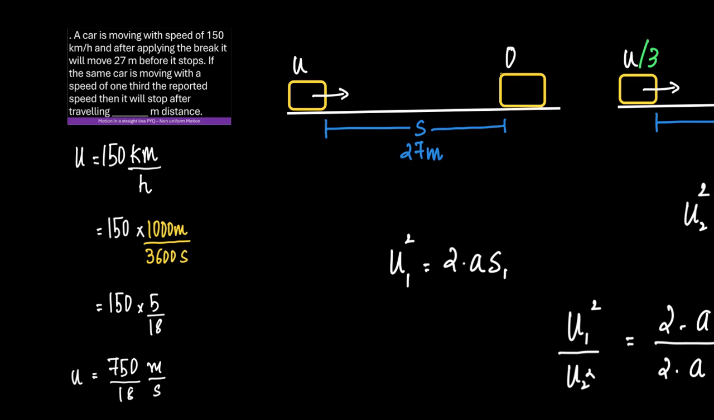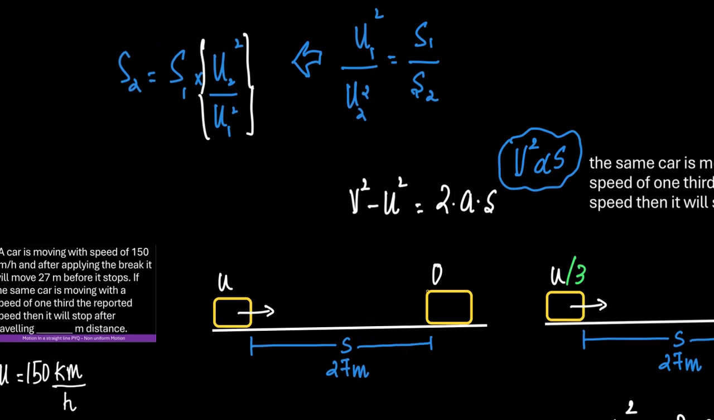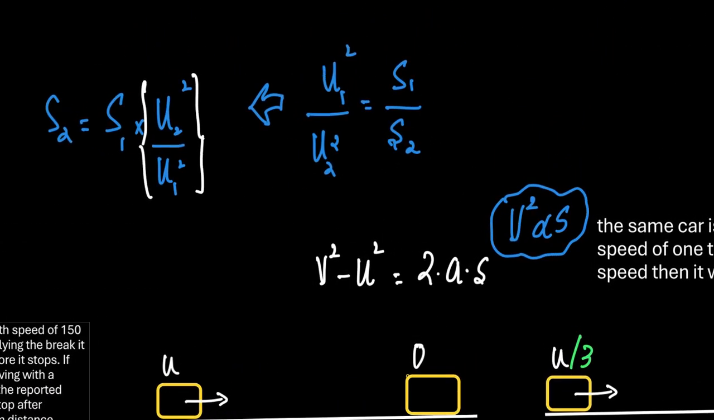Okay, so now we have a question that is based on finding the stopping distance, and the easiest way to solve this would be using the proportionality method, because we know that for a body moving with a pattern where the final velocity is equal to 0, if we compare two different initial velocities, we can write that u square is proportional to s, which means u1 square by u2 square should be equal to s1 by s2.